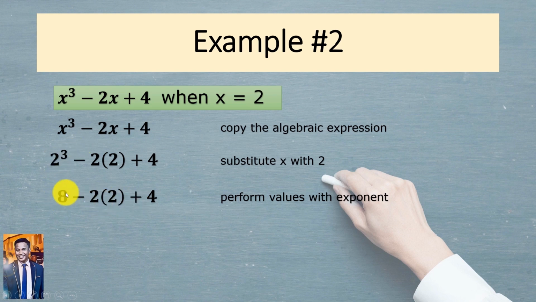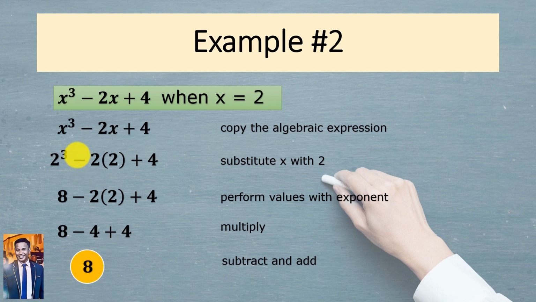So out of this now, dito na tayo sa ating expression na ito, we multiply. Multiply natin yung 2 times 2. So 2 times 2, that becomes 4. So that will be now 8 minus 4 plus 4. And we subtract and add, the answer will be 8. So x to the power of 3 minus 2x plus 4 when x is equal to 2, the answer is 8.